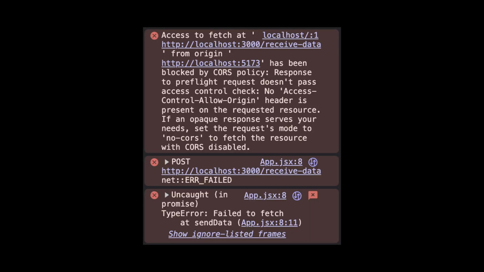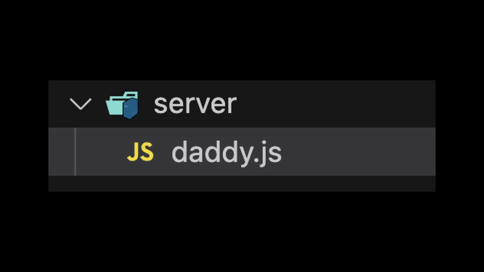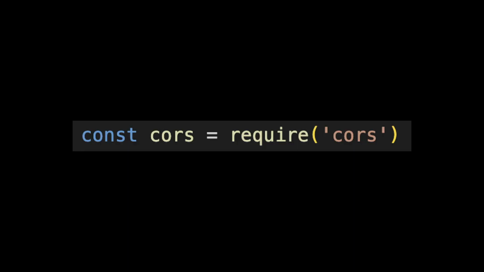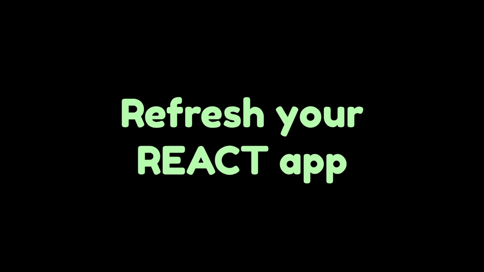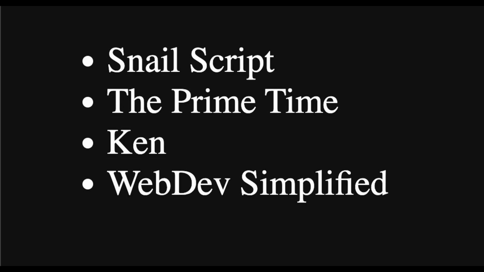If you followed along correctly till now, you will get a cors error. Now think back, we installed cors but haven't used it. Now is a great time. Go to daddy.js, require cors and use it. Now refresh your React app. If everything works, you should see your favorite YouTubers listed.